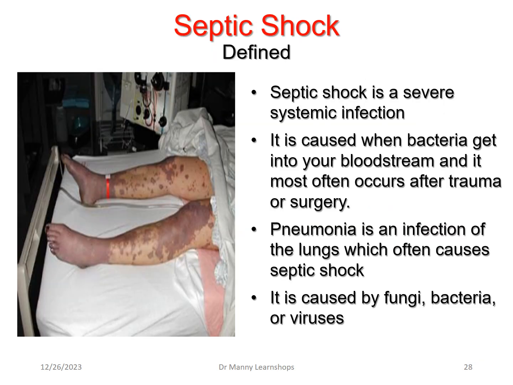When we look at septic shock, it has two stages typically. Early, often referred to as warm shock. Late, often referred to as cold shock. But it's as a result of a severe systemic infection. And this is when bacteria get into your bloodstream, and this typically occurs after trauma or even surgery. Pneumonia can also be a cause of septic shock. It can also be caused by fungi or viruses, but typically it's bacteria.